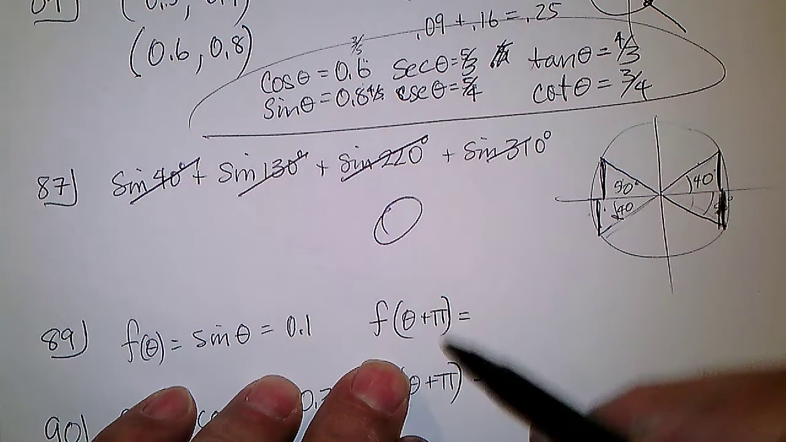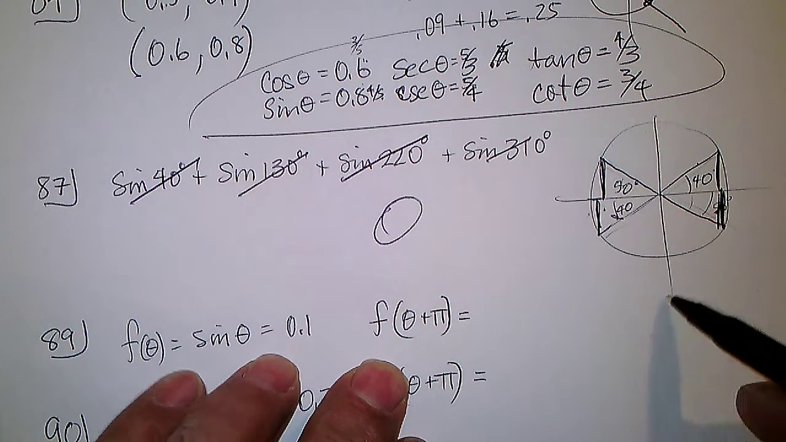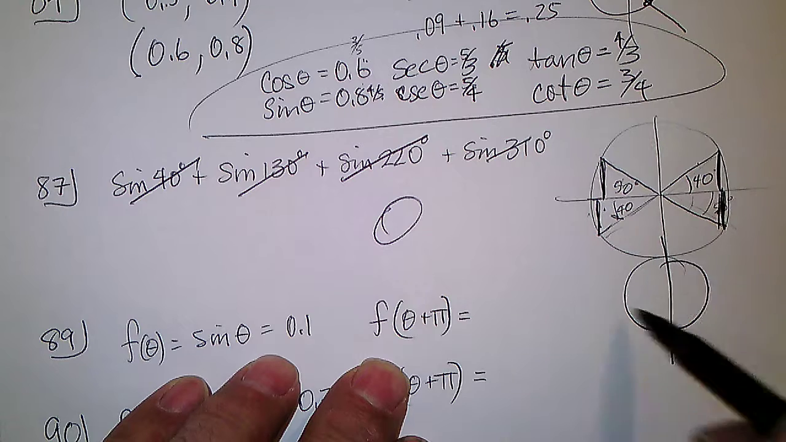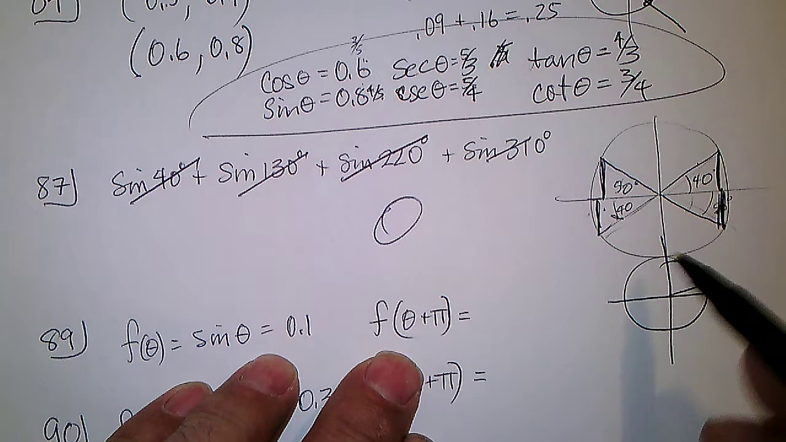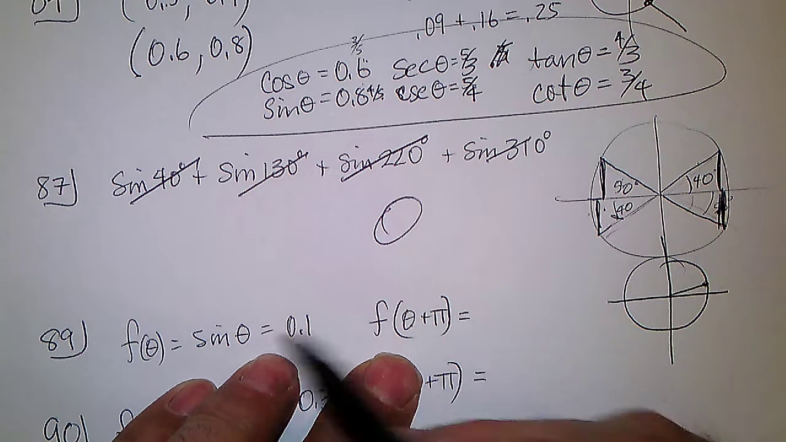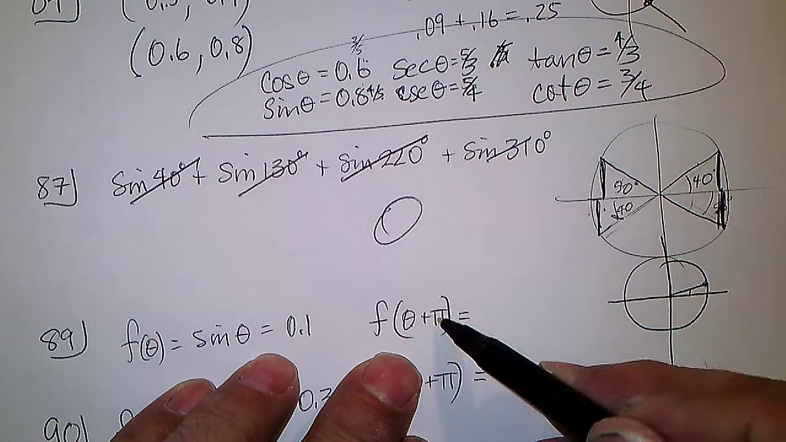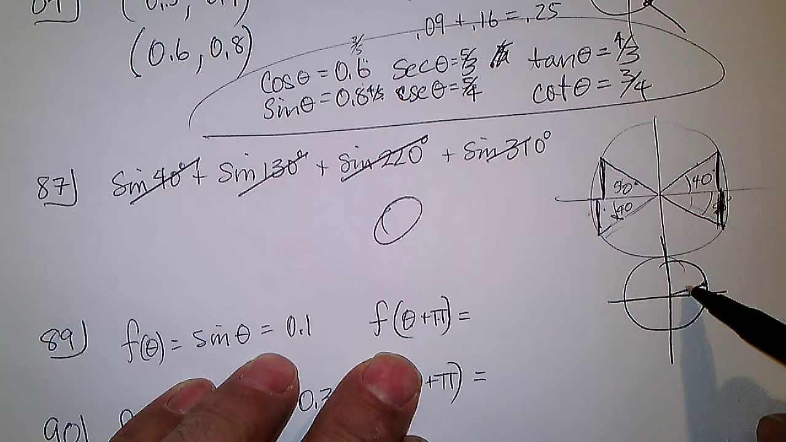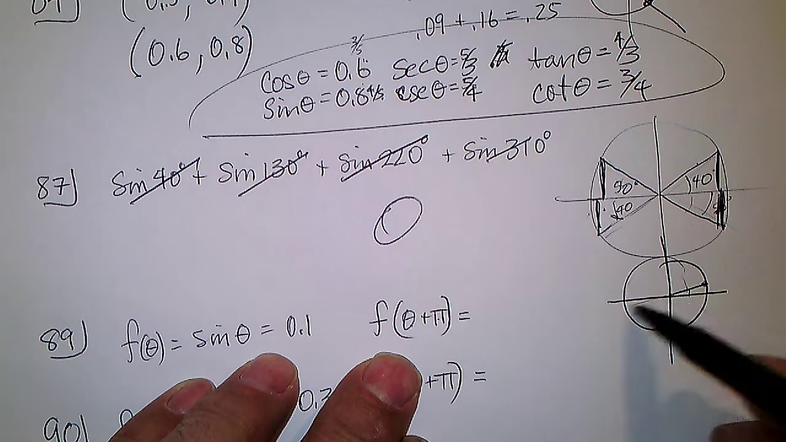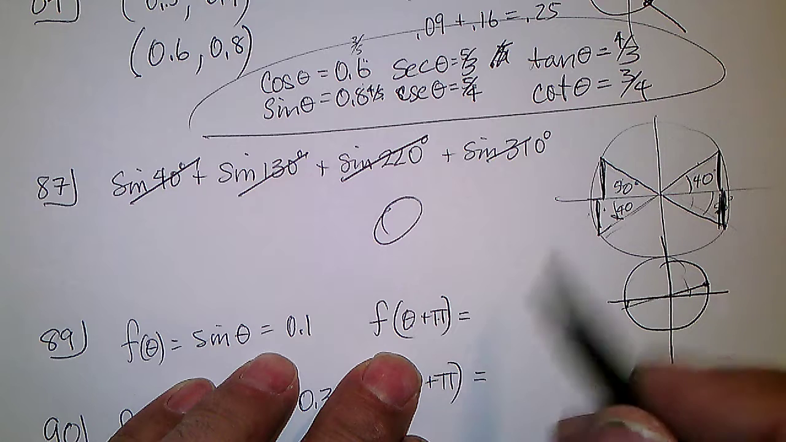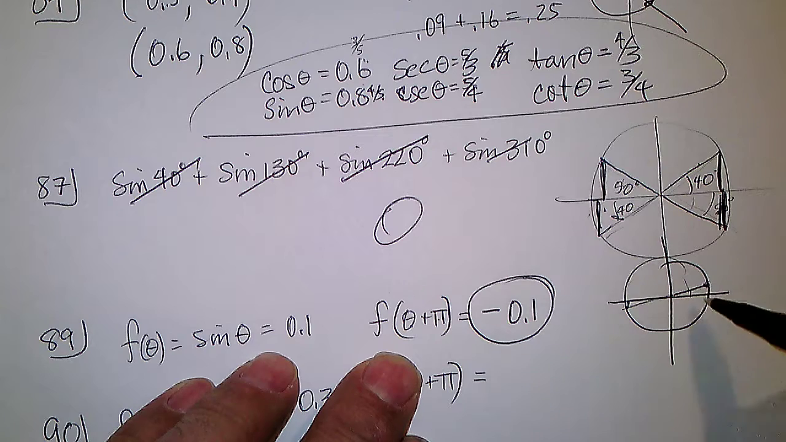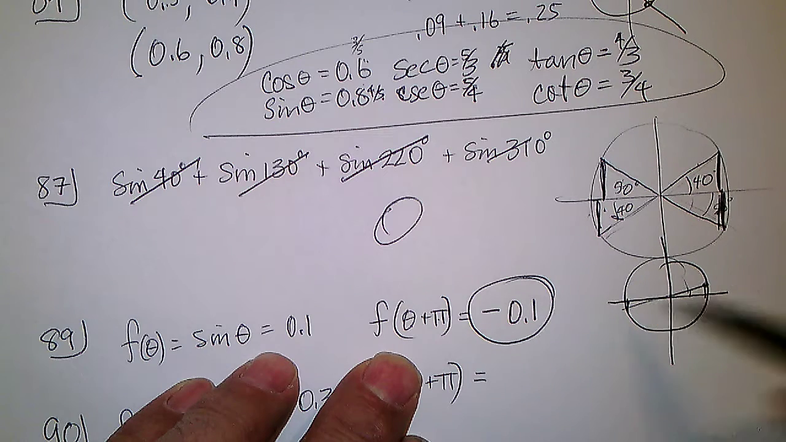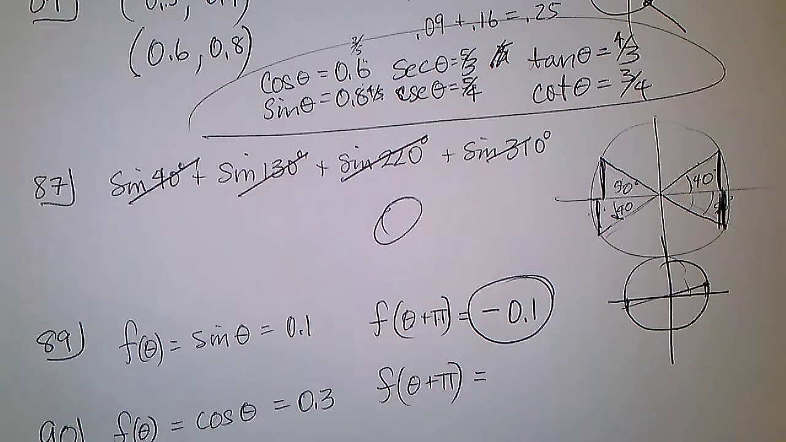89. Well, if we have sine is 0.1, and that's the y value is up 0.1, that could be right there. And if we go, that's where theta is. So if we go pi more than that, that would be over here. And so the sine would be negative 0.1. If this is 0.1 up, this has got to be negative 0.1 pi from it.